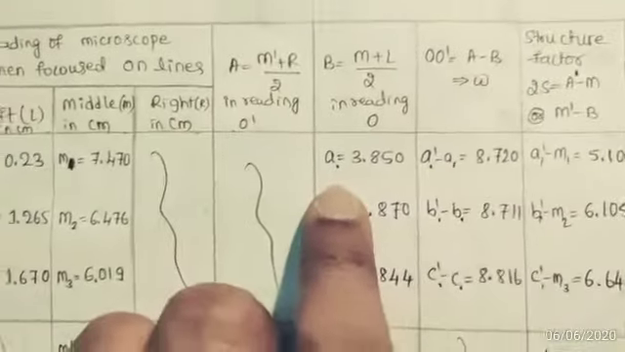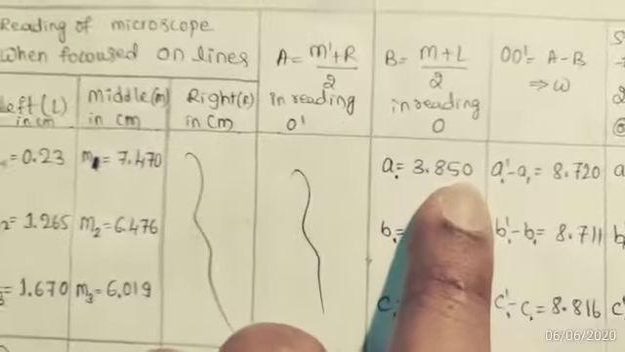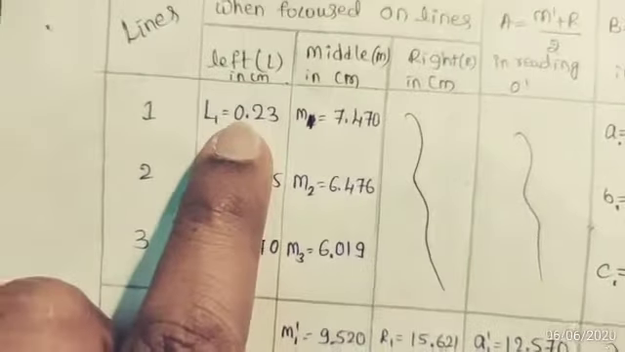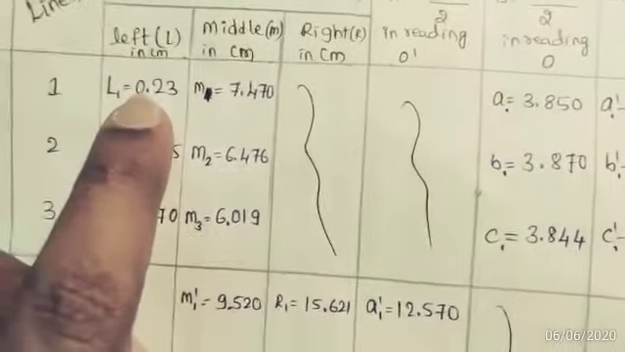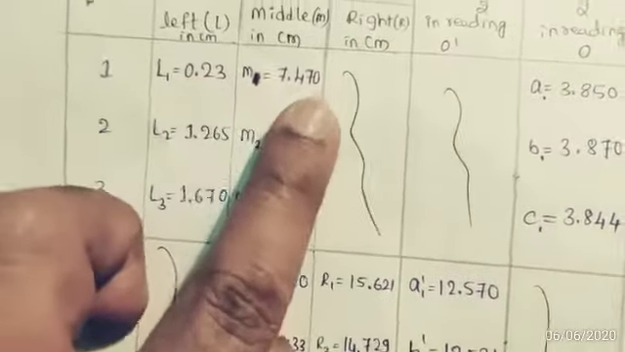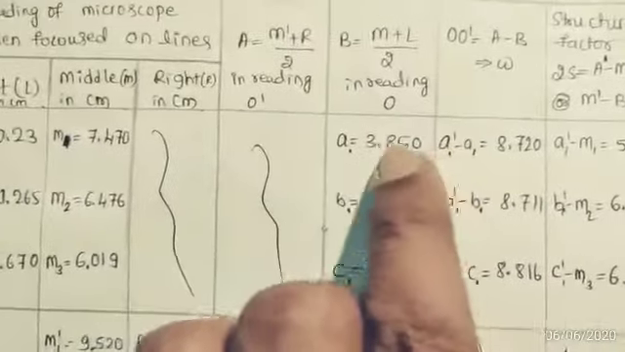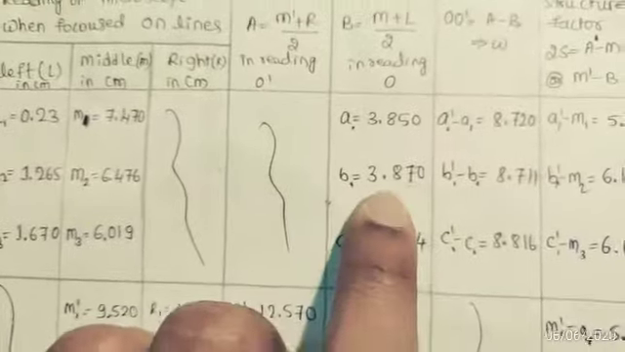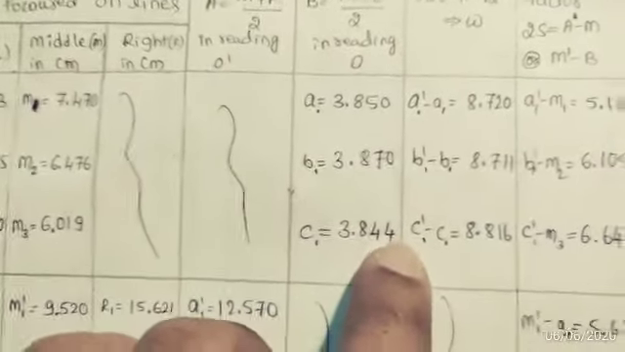B value, that is (M plus L) by 2, that is A1 is equal to (0.23 plus 7.47) by 2, it is 3.850. B1 is equal to 3.87. C1 is equal to 3.844.